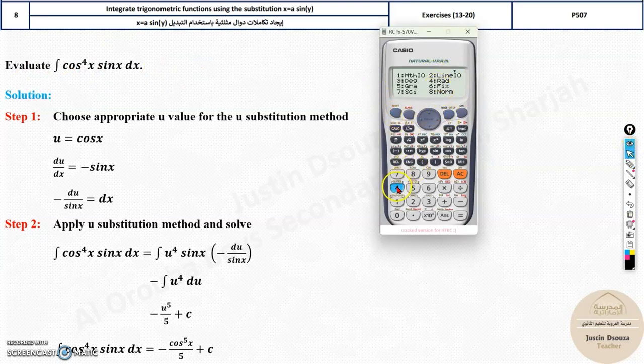Shift, mode and 4. Now I will assume an x value of anything like 5. Okay, let me go with 5. You can choose any. Don't choose big values. It will take a lot of time to calculate. It's better to go with 2 or 3. But over here, I'm just taking 5 anyway. You can change this and try. You will get the same answer again.